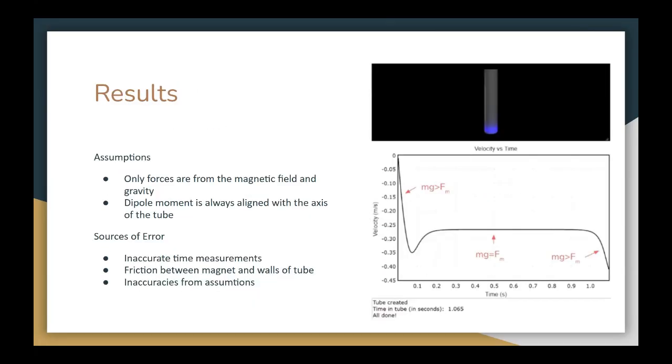There are a lot of assumptions made in this model. The only forces are from the magnetic field and gravity, and we're assuming that the dipole moment is always aligned with the x-axis of the tube, when in reality it's likely tumbling a bit and it's not always perfectly parallel to the axis of the tube. So the source of error in this model, because our time that we got from this model is 1.065 seconds, which does not match the time in the real world, is inaccurate magnet timing when we performed the experiment in the real world. Like I said earlier, the magnet could be tumbling and colliding with the sides of the tube, so the friction between the magnet and the walls of the tube, and also inaccuracies from those assumptions.